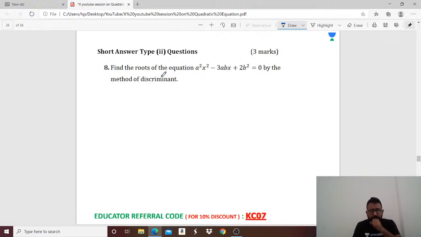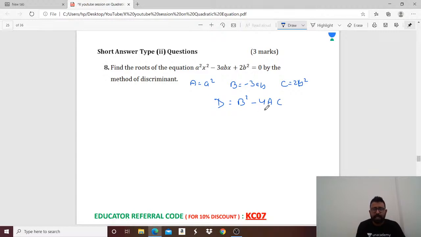In the discriminant method we need to find the roots, but before that we need to find the discriminant. Whenever a question like this comes, when you have letters, change the formula that you have learned into capital letters. So A is a square, B is minus 3ab, and C is 2b square. Main ye keh raha tha ki agar question mein letters hain, to aap apne formula ko capital letters mein change karo, because confusion ho jayega. To reduce that confusion, we convert our formula into capital letters. So A, the coefficient of x square, is a square. B, the coefficient of x, is minus 3ab. C is 2b square.